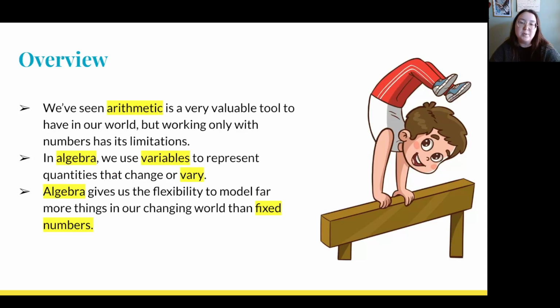So in algebra, we use variables to represent quantities that change or vary, or things like unknowns. Algebra gives us the flexibility to model far more things in our changing world than fixed numbers. So variables are usually represented with letters, so that would be something like x or y in an equation. Those are what variables are.